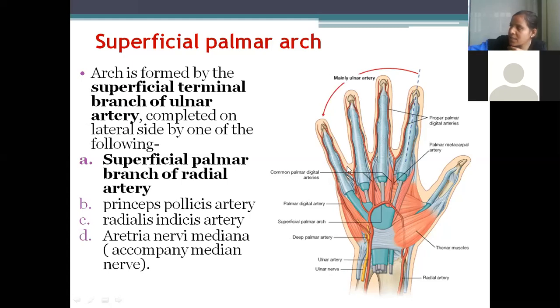They are called proper palmar digital arteries. These are common and these are proper. CP word, you try to remember. These are common and these are proper. So overall, if you observe this picture, how many digits are supplied? About 3.5 digits. Just remember.